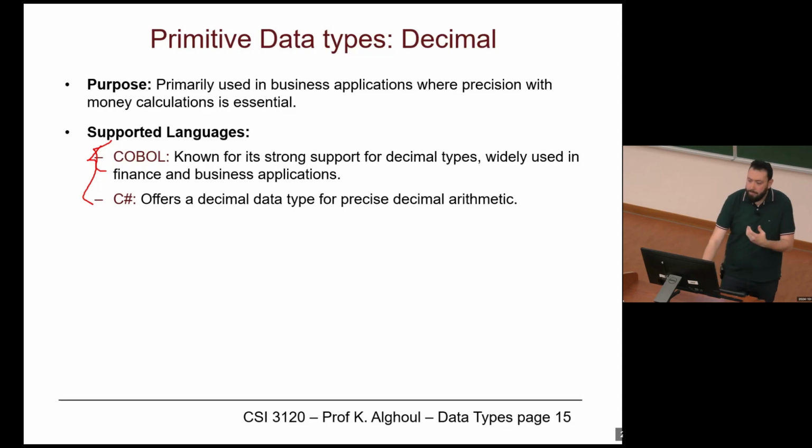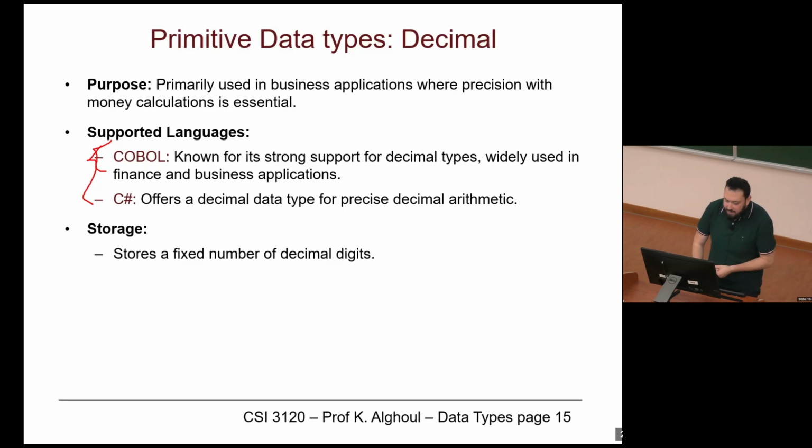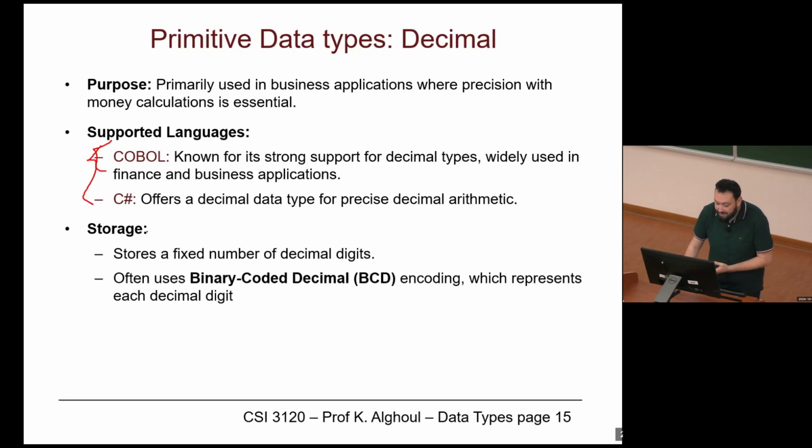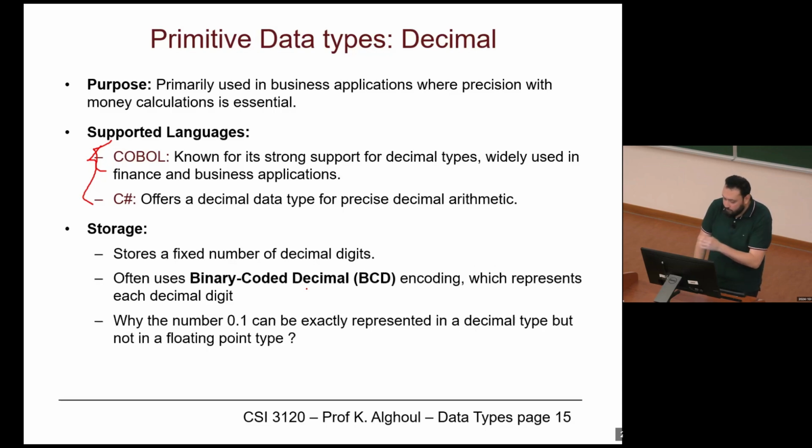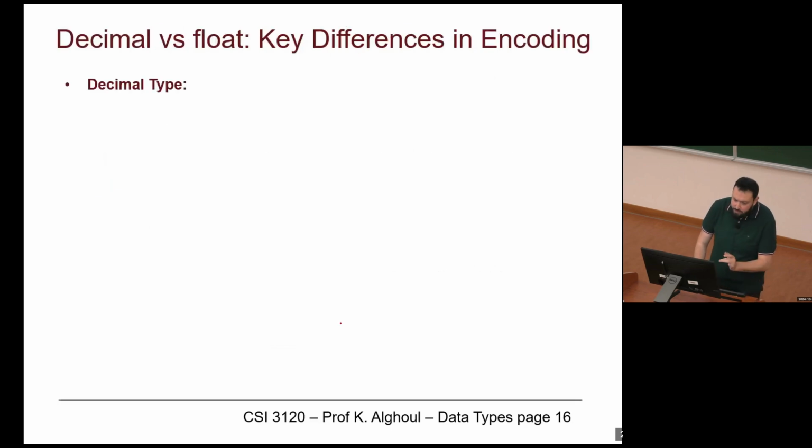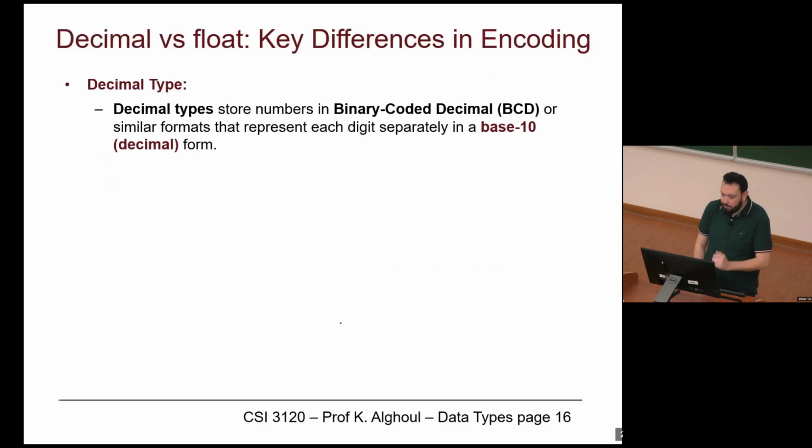Okay, so we said decimals. In storage, let's explain why it's different from a float. We store a fixed number of decimal digits, and it often uses something called binary coded decimal. That explains why the number 0.1 can be exactly represented in decimal type, but not in floating point. So that's the decimal type. If I'm using BCD or something similar, we're going to use base 10.